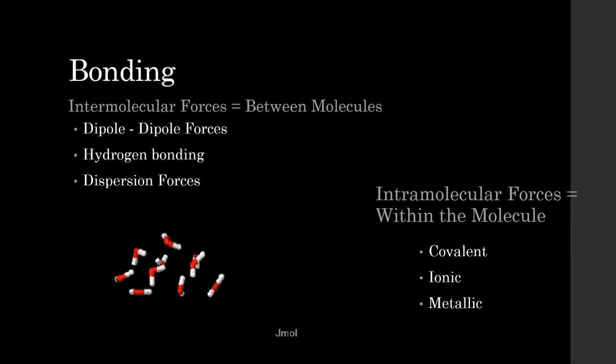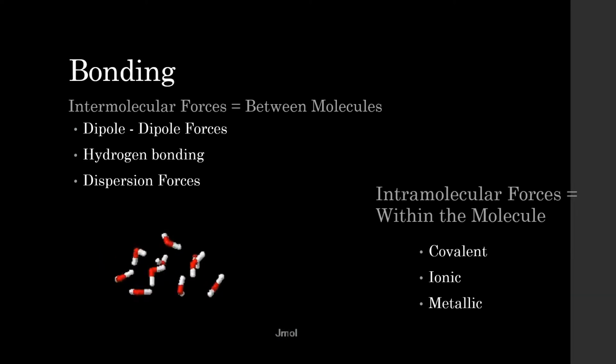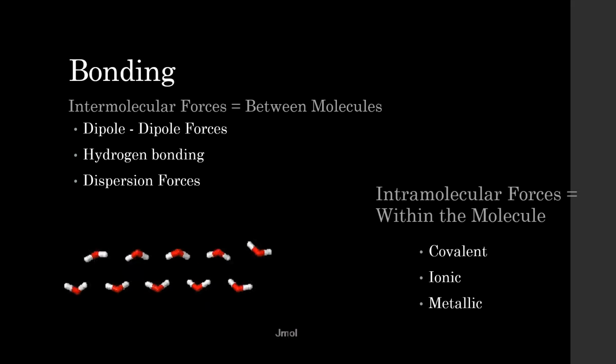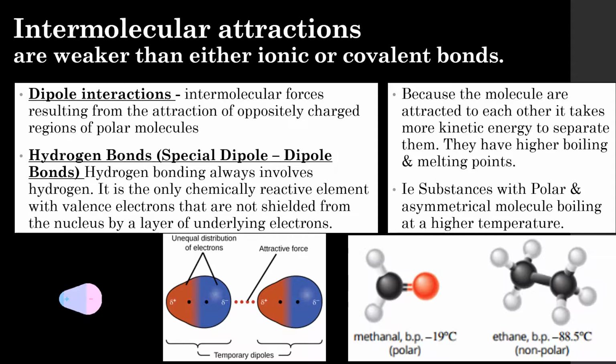So we're going to look at three types of intermolecular forces, and these are forces that occur between molecules. And as I said before, there's dipole-dipole forces, hydrogen bonding, and dispersion forces. Now don't confuse these with intramolecular forces, so that's within the molecule, so that's covalent, ionic, and metallic, for example. So we are looking at three types of attractions between molecules. These intermolecular attractions are weaker than ionic and covalent bonds, so 10 to 100 times weaker than covalent bonds, for example.